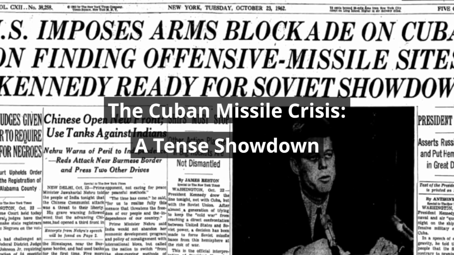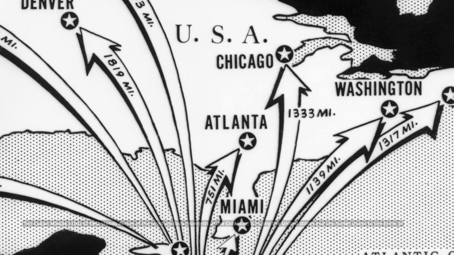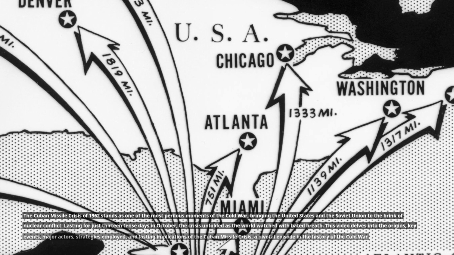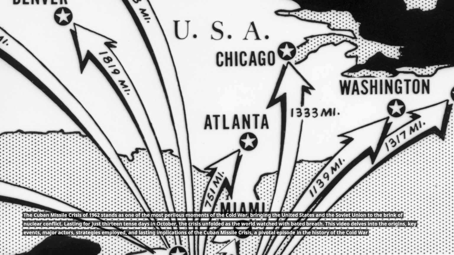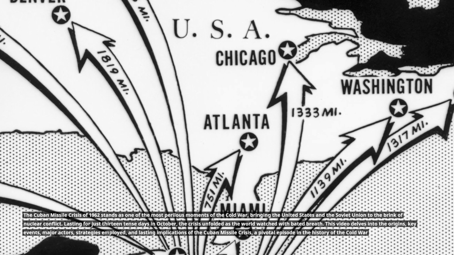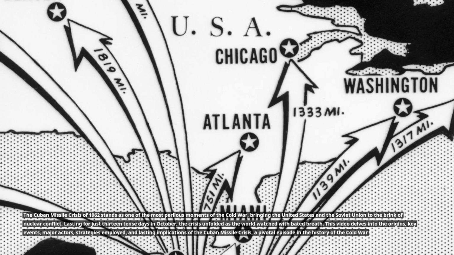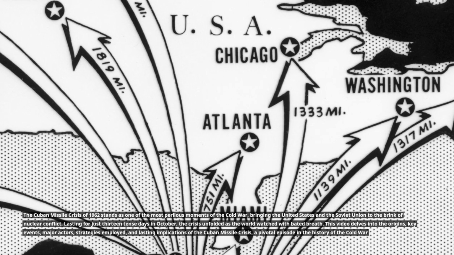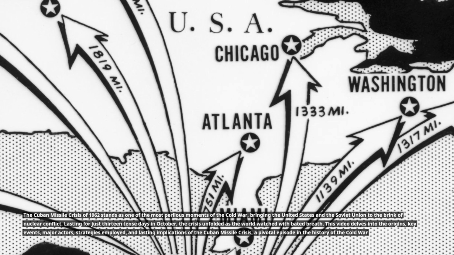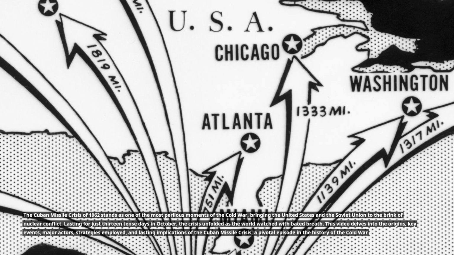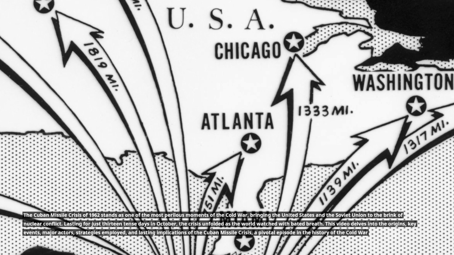The Cuban Missile Crisis, a tense showdown. The Cuban Missile Crisis of 1962 stands as one of the most perilous moments of the Cold War, bringing the United States and the Soviet Union to the brink of nuclear conflict. Lasting for just 13 tense days in October, the crisis unfolded as the world watched with bated breath. This video delves into the origins, key events, major actors, strategies employed, and lasting implications of the Cuban Missile Crisis, a pivotal episode in the history of the Cold War.